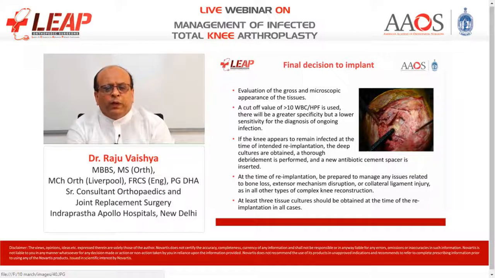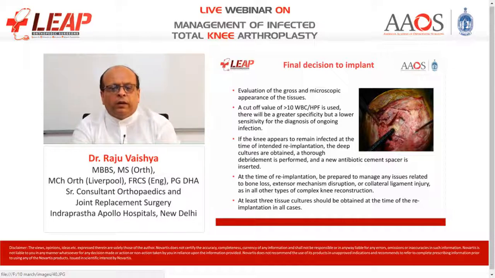At the time of reimplantation, be prepared to manage any soft tissue related issues, bone loss, extensor mechanism disruption, or collateral ligament injury, as in all other types of complex knee reconstruction.